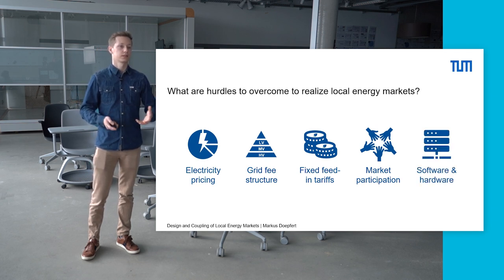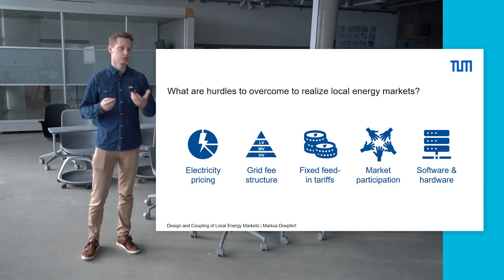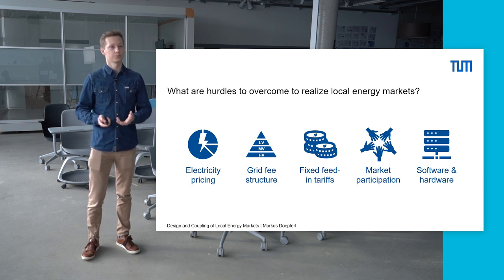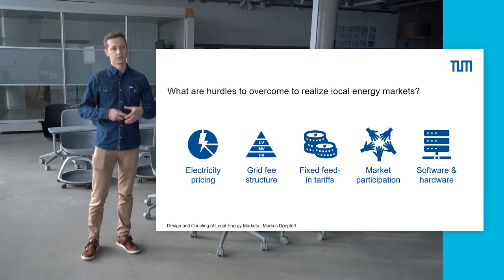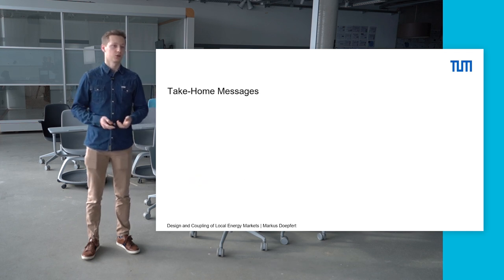And lastly, there are also software and hardware issues. Households would have to have a smart meter, for example, a digital energy meter. They would probably also need a home energy management system. And of course, a communication infrastructure would be required to set up these local and regional energy markets. So the following are the take-home messages.